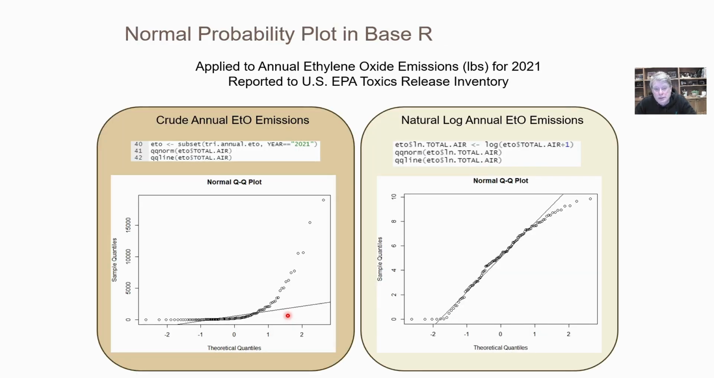Turns out it's easy to make normal probability plots in base R. If R is a tool you're familiar with, here's some code that will do that for you. It's simply right here, qqnorm, and then put the variable that you want the plot of in the parentheses. And if you want the regression line added to the plot, you add qqline, and you also call out the same variable here.